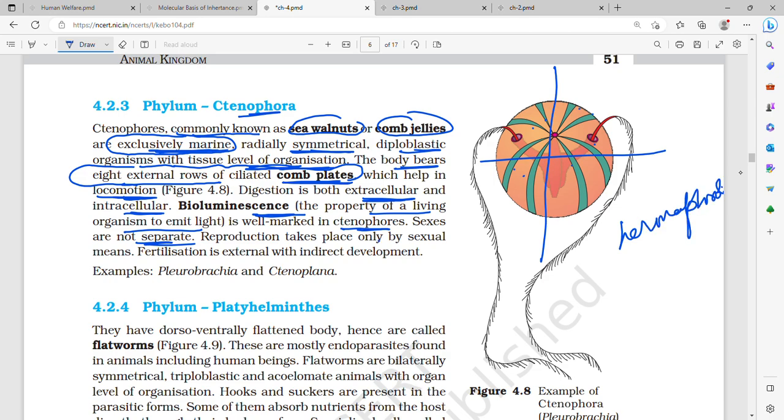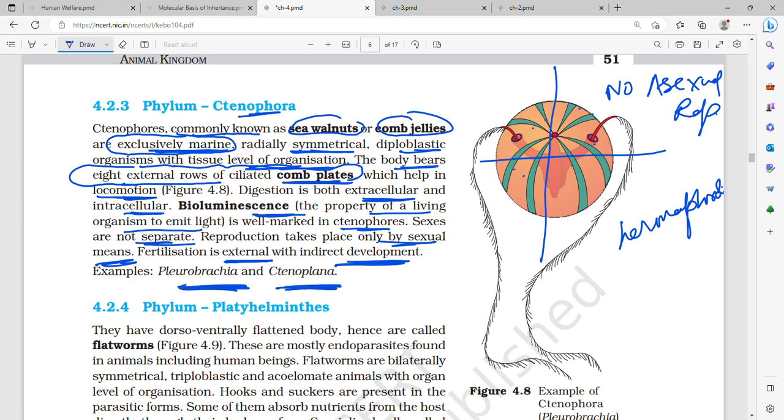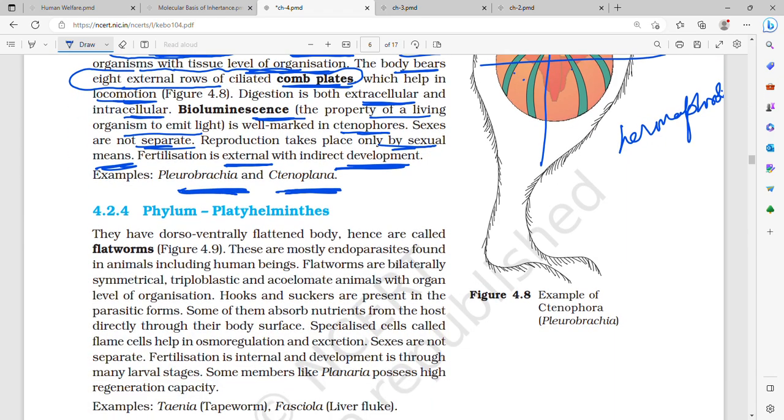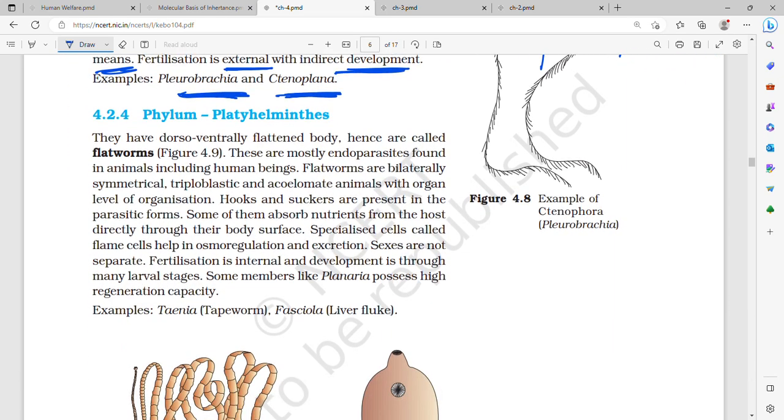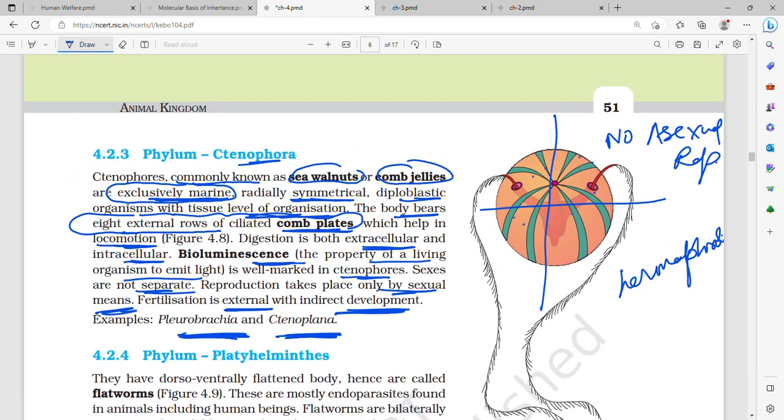Reproduction takes place only by sexual means. Fertilization is external and development is indirect. So no asexual reproduction. Examples are Pleurobrachia and Ctenoplana. Both are ctenophores. This is an example of Pleurobrachia.